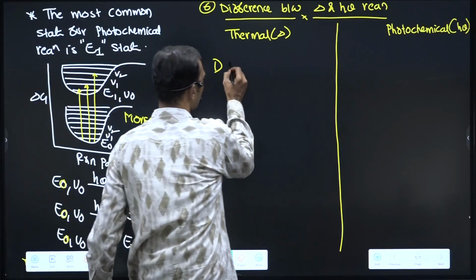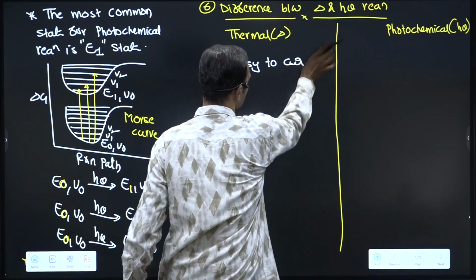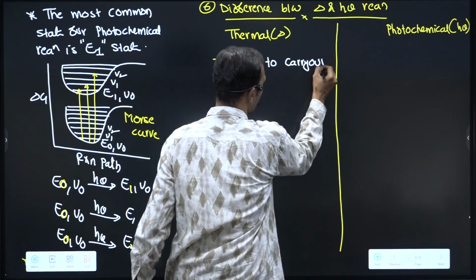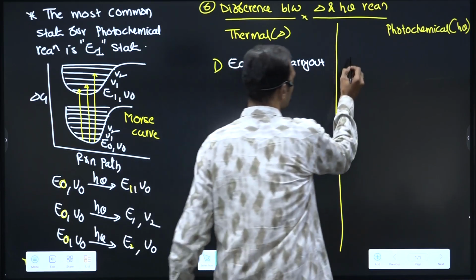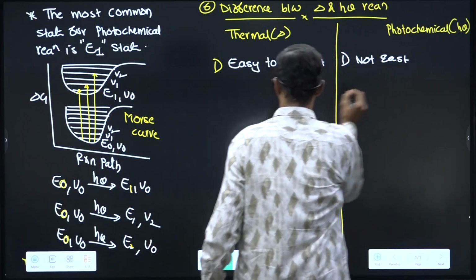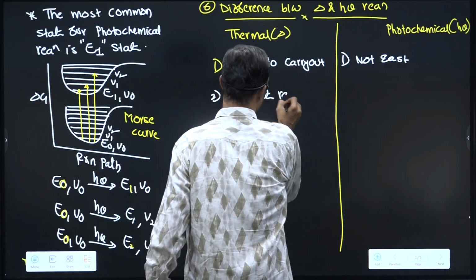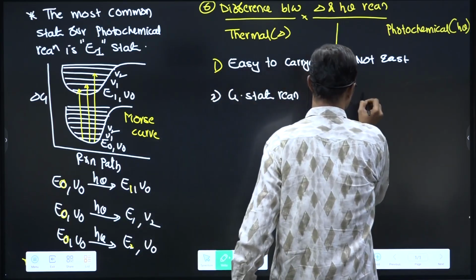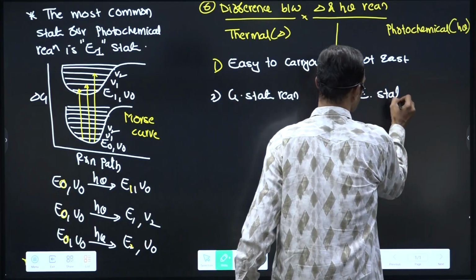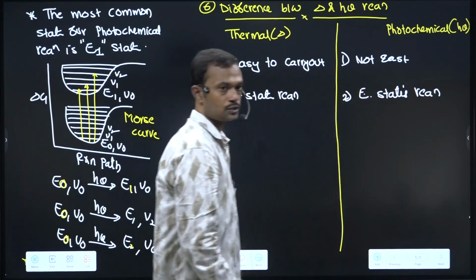Difference between thermal and photochemical. Is it easy to carry out? Thermal reactions are very easy to carry out. But what about here? Photochemical reactions are not easy. Thermal reactions are which state reactions? Ground state reactions. What about here? Excited state reactions. Photochemical reactions are excited state reactions.